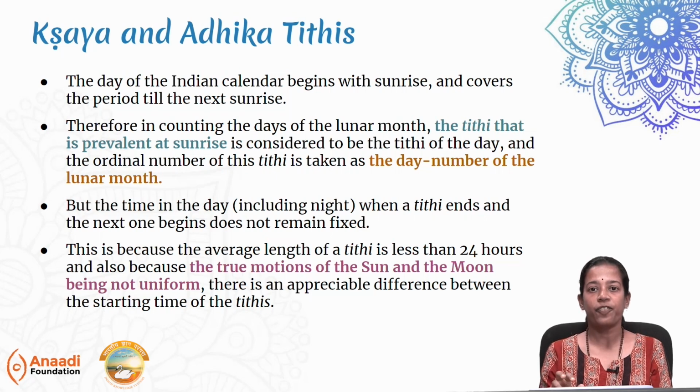So, if a Tithi starts and ends between two sunrises, then such a Tithi is called a Shaya Tithi. What is it called? Shaya Tithi. And the day would never be counted based on the Tithi's ordinal number.